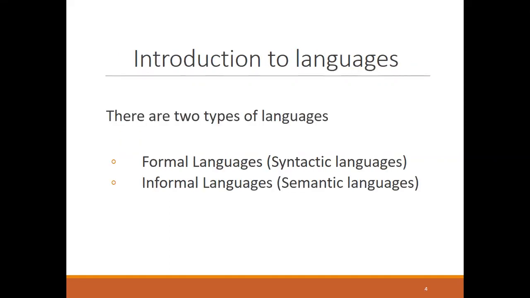First of all, introduction to languages. There are two types of languages, formal languages and informal languages. Formal languages are concerned with the syntactic languages and the informal languages are concerned with the semantic languages. Syntactic means being more concerned with the syntax nature of a word. Informal or semantic languages are concerned with the meaning of something.